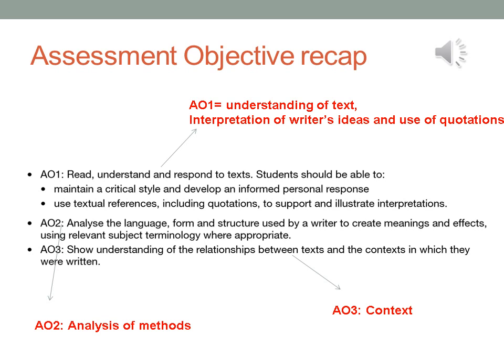On this slide I want to draw your attention to the assessment objectives so that we can recap exactly what is required for AO1, AO2 and AO3. AO1 is the understanding of the text, the interpretation of the writer's ideas and your use of quotations. AO2 is your analysis of the methods and AO3 is context. Remember, in every answer you will be required to use AO1, AO2 and AO3, with AO1 being the driving force behind your response.